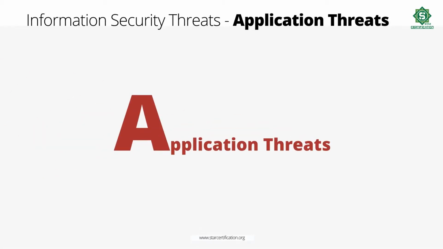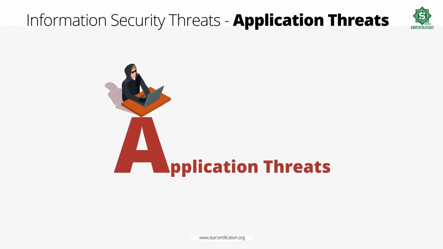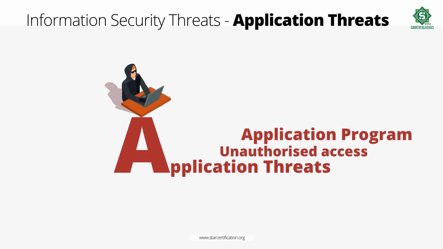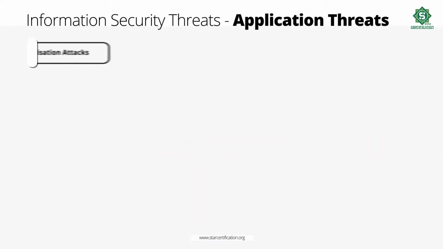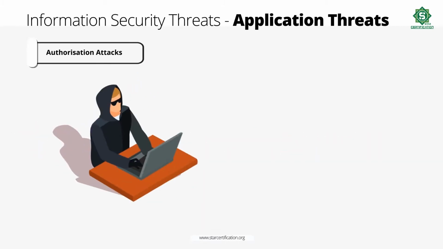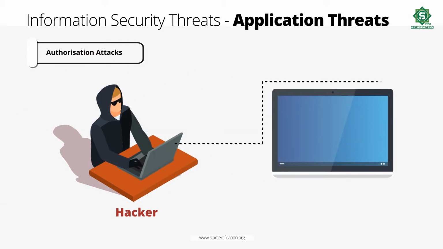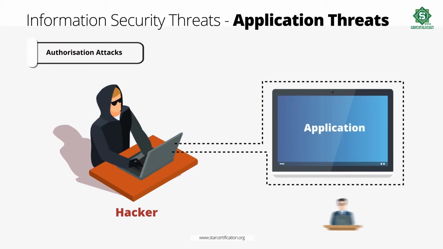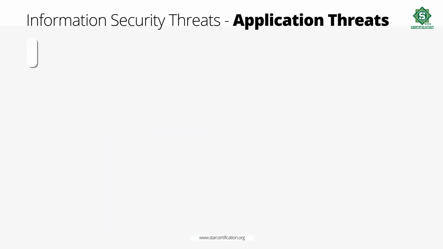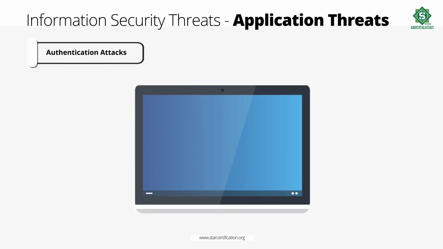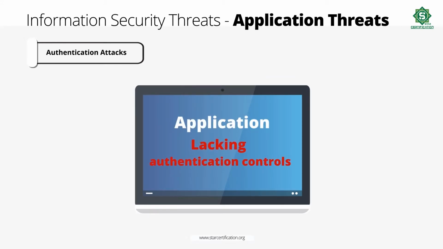An application threat would be any event where a hacker tries to gain unauthorized access to an application program. Let's outline different types of application threats. Authorization attacks. Authorization threats occur when a hacker attempts to gain access to an application lacking appropriate user access controls. Authentication attacks. Authentication threats include incidences when an application lacking authentication controls is breached.